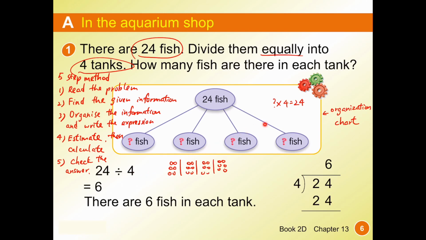And in order to come up with the answer, we can use the multiplication table to help us out. So remember, in the multiplication equation, the number on the right side of the multiplication sign would be the number of groups. Right now we have 4 tanks, that means we have 4 groups. So the number 4 goes here. And then we want to find the number multiplied by 4 that would be equal to 24. 24 is the number of fish that we have.